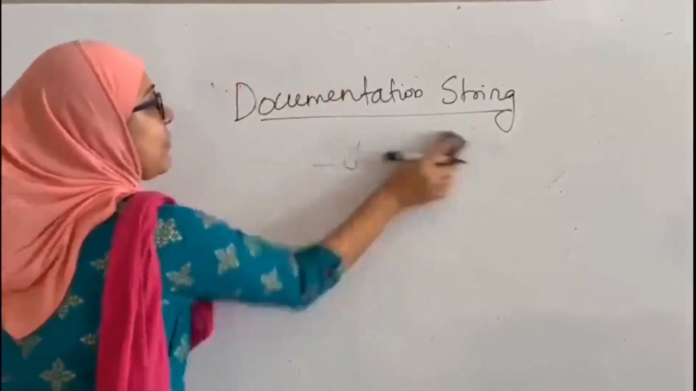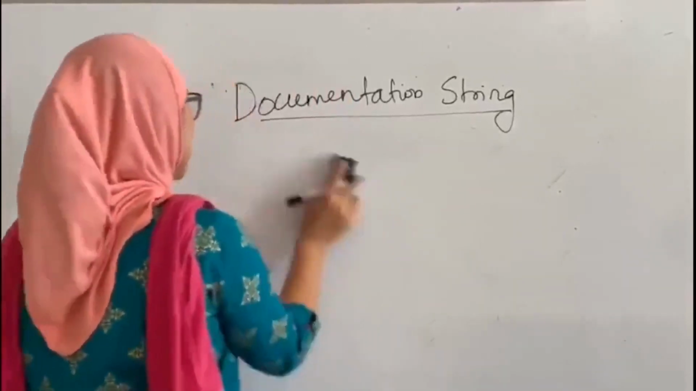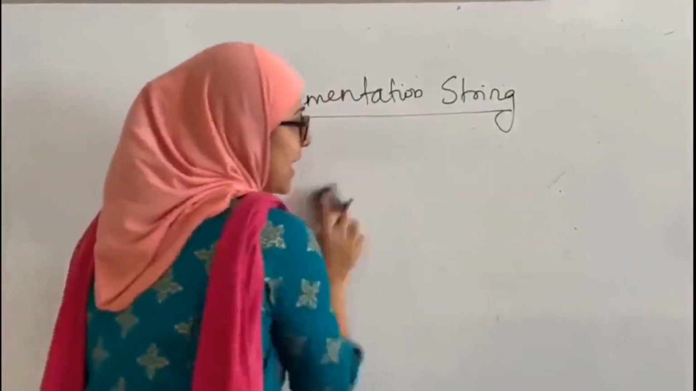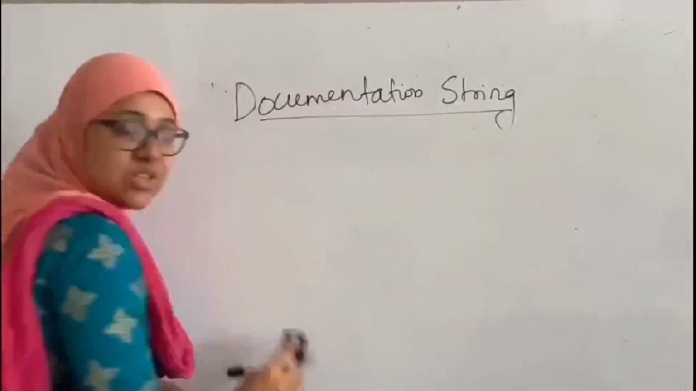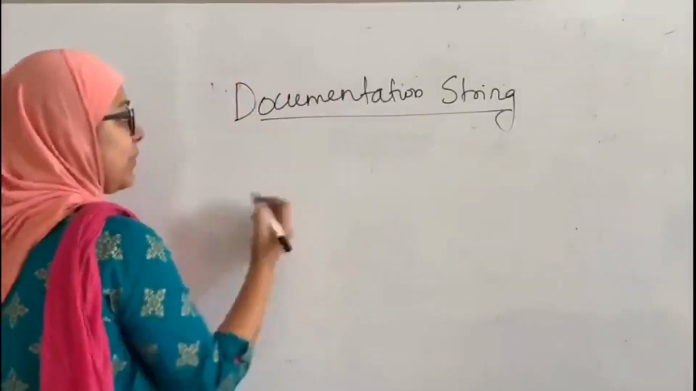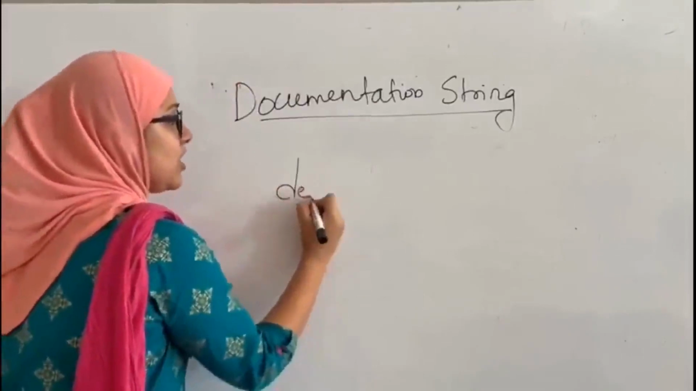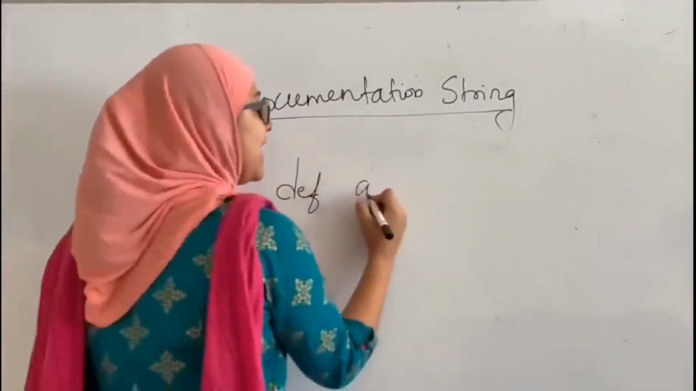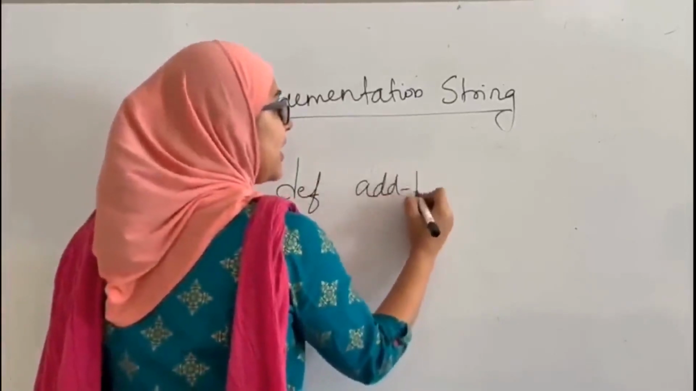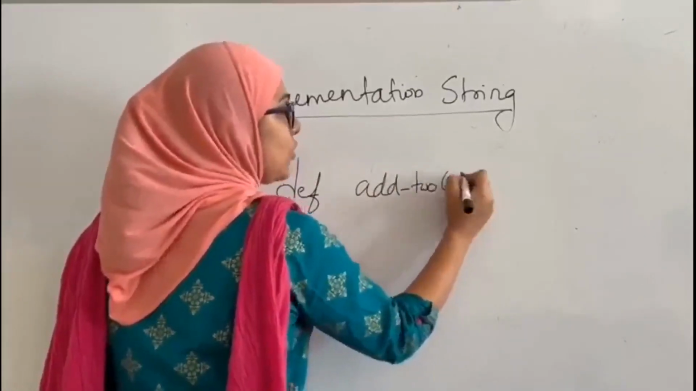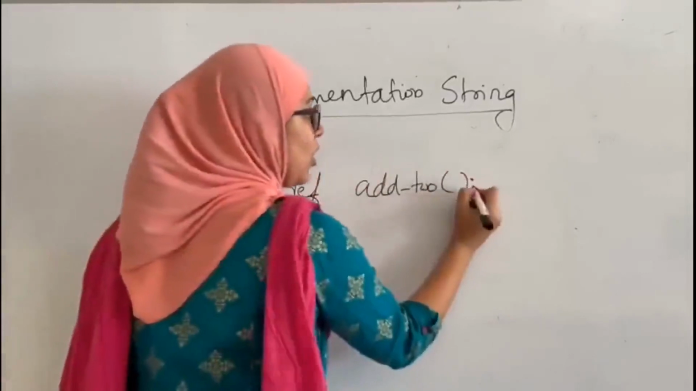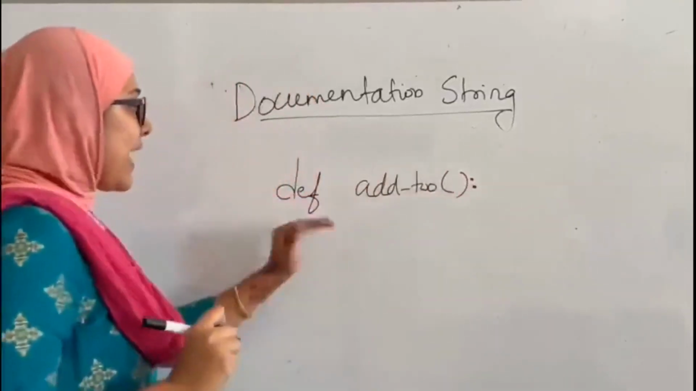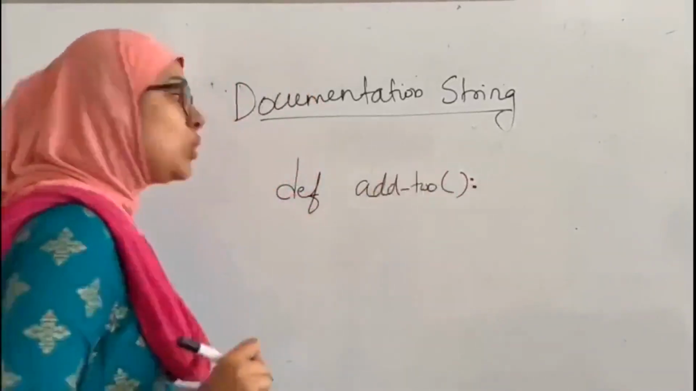So let's take an example. Suppose we take a small function, the example we have taken in user-defined function. Let us take the same example. So I'm creating a user-defined function. def is the keyword used for a user-defined function. I'm adding 2 numbers, so add underscore 2, function add, and then colon. I have defined a function which will add 2 numbers.